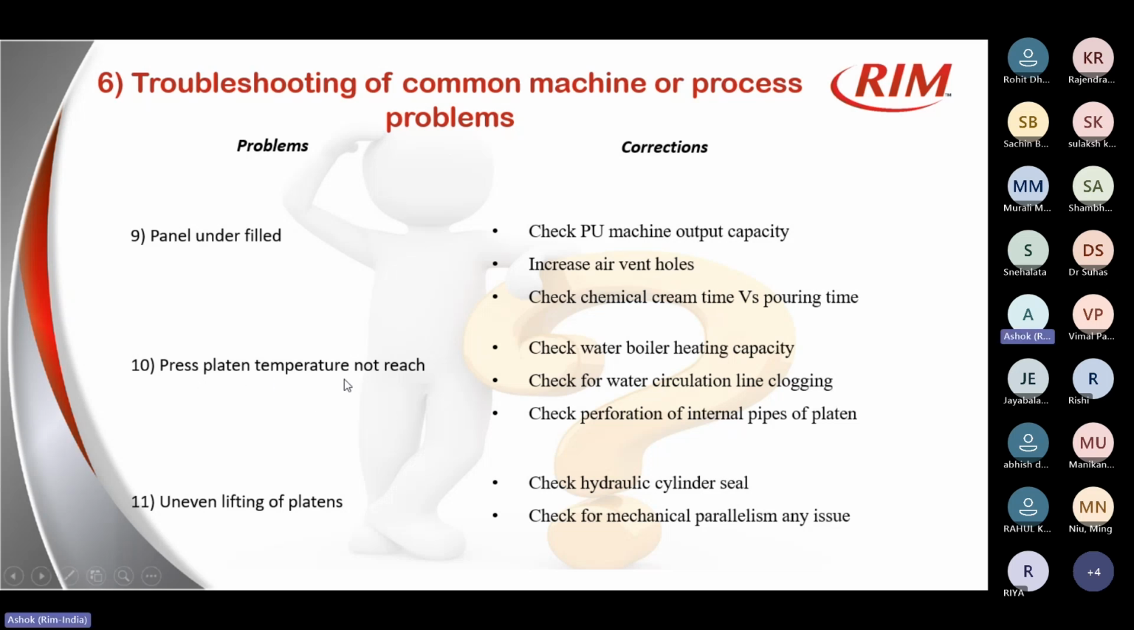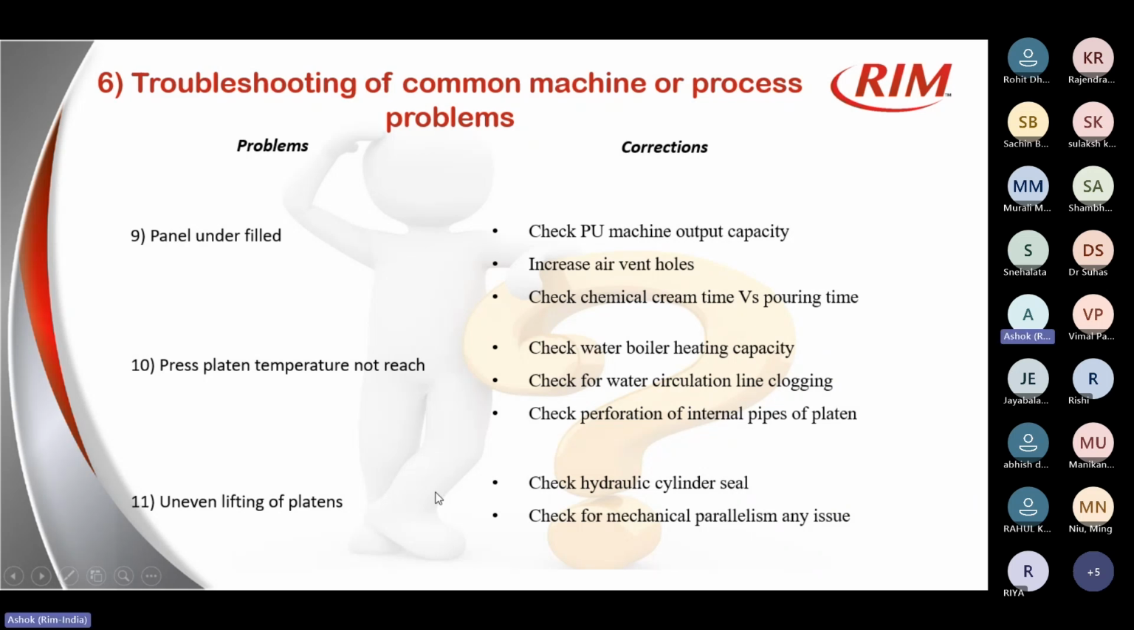Press platen temperature not reached. This is mainly related to the water boiler system being used. Sometimes the water boiler is quite under capacity, or the heating elements are spoiled or not working properly, or perforation happens in the circulation pipes. This has to be checked because there are internal water leaks, and then the temperature distribution is not proper.